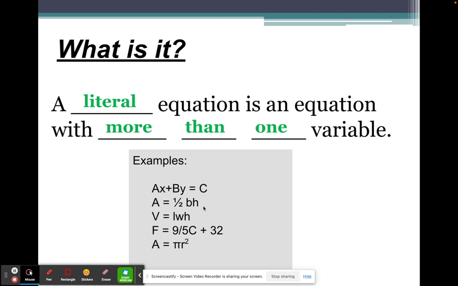A equals 1/2 bh. Does that look familiar? Area of a triangle. V equals LWH. That would be the volume of a prism, specifically a rectangular prism. F equals 9/5 C plus 32. That is how you convert Celsius to Fahrenheit. And A equals pi r squared. That would be the area of a circle.